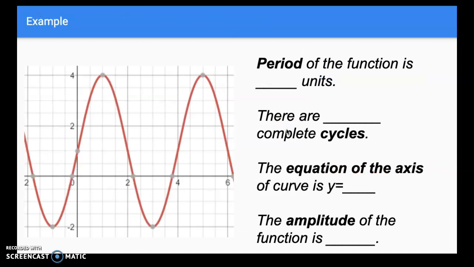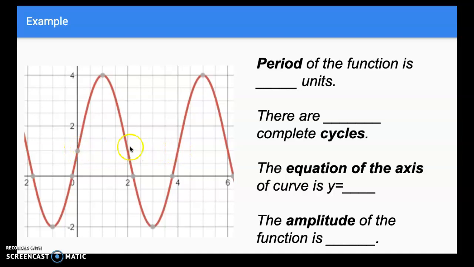So if we do an example, how can we find the period, how many cycles, equation of the axis, and amplitude? This is an example we did in class. If you look at the period, you can see here it goes through the y-axis at this point, and at the same point on the curve is here, and that distance is 4. So the period must be 4.